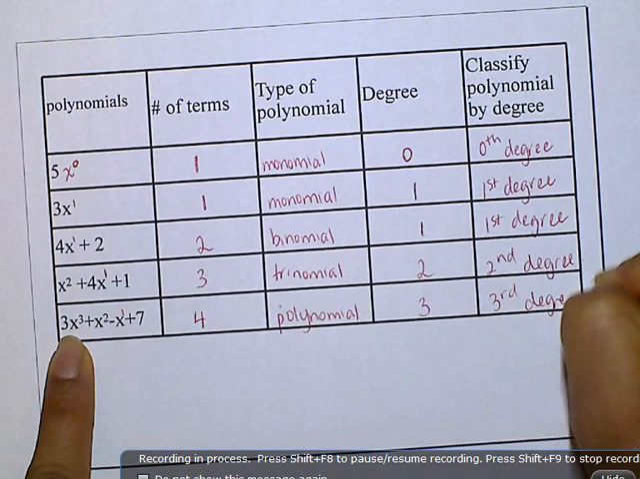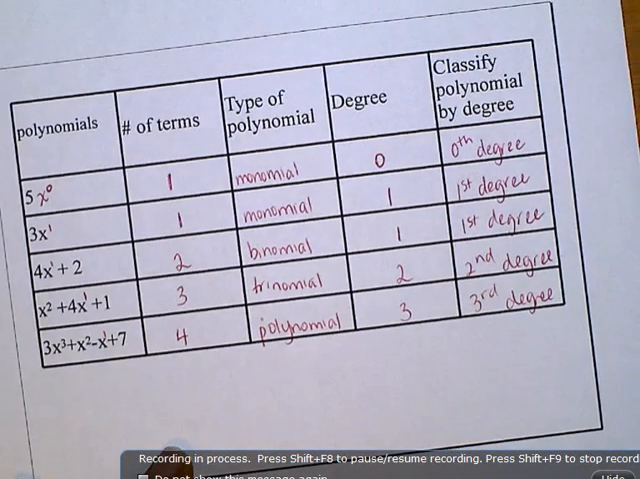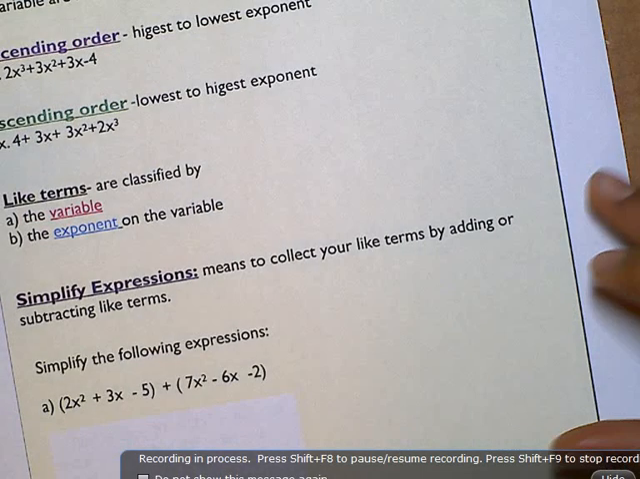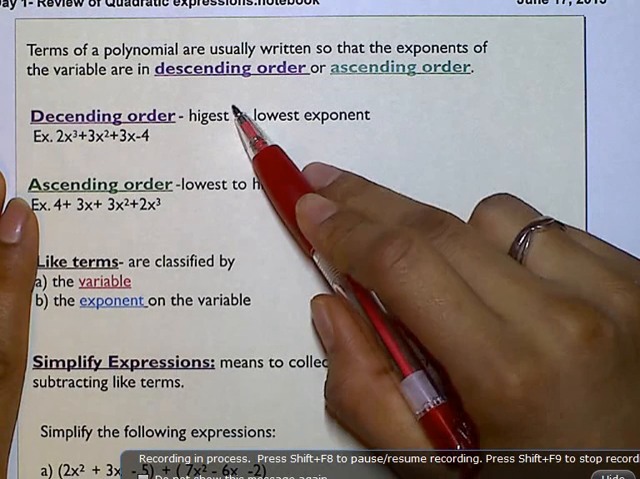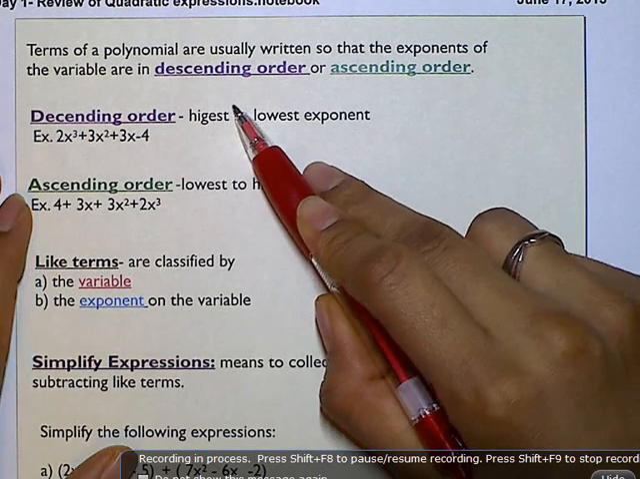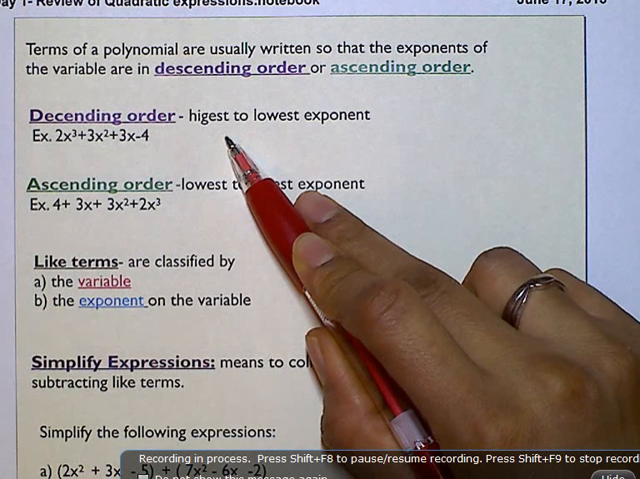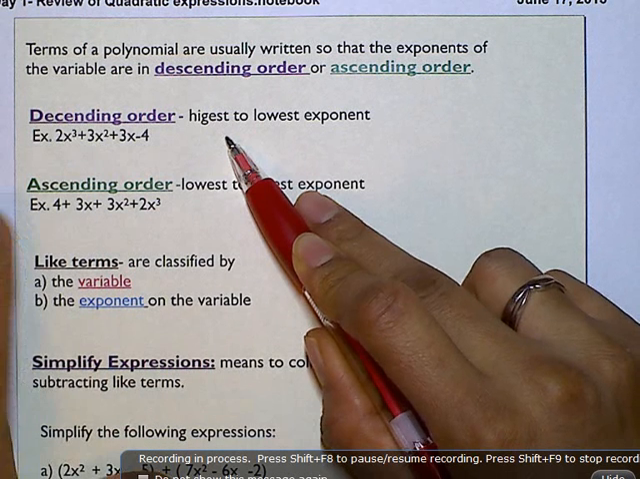So more terminology coming along, and that is, terms of a polynomial is usually written in 2 different ways. The first way is called descending order. That's when you're writing your exponents from the highest exponent to the lowest exponent, so it's decreasing gradually as you go from left to right. Or you can write it as an ascending order. That's when you are writing your exponents from the lowest to highest.